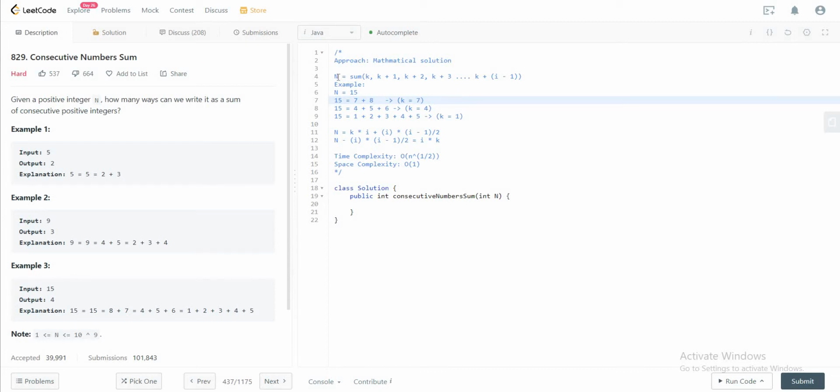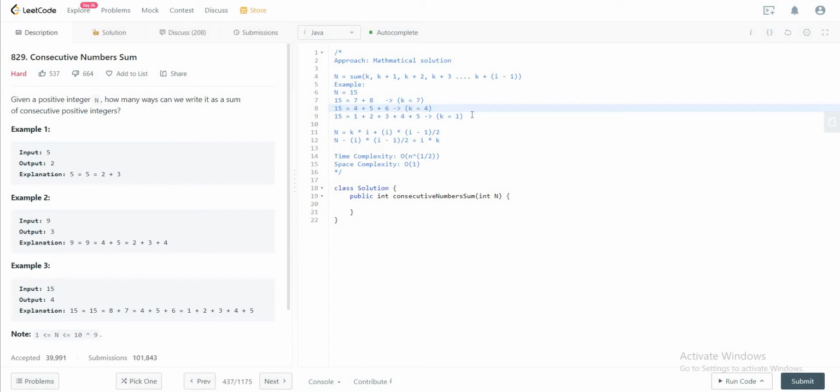Given a number n, you can always represent it as this expression where you have a sum of k and keep adding 1 and 2 and 3 till you have i minus 1. Let's look at a couple of examples. We have n equals 15 here, and 15 can be written as the sum of 7 plus 8, where k is equal to 7, and you add k plus 0, and then k plus 1. And then you have 15 equals 4, 5, and 6, where k equals 4. And then you have 15 that starts with 1, 2, 3, 4, and 5, where k is equal to 1.